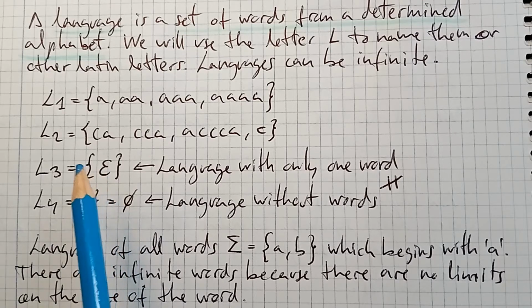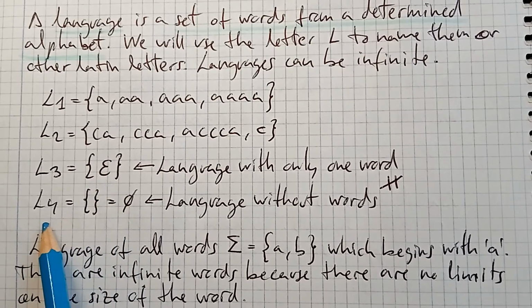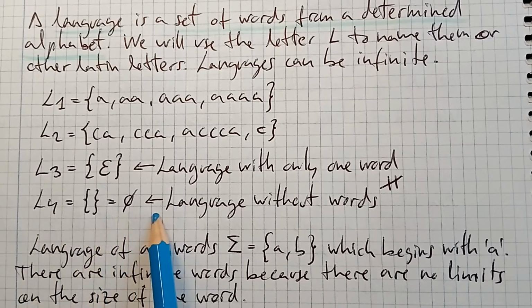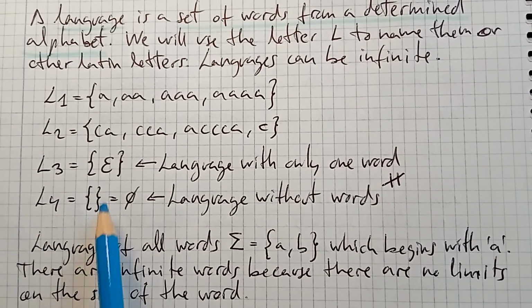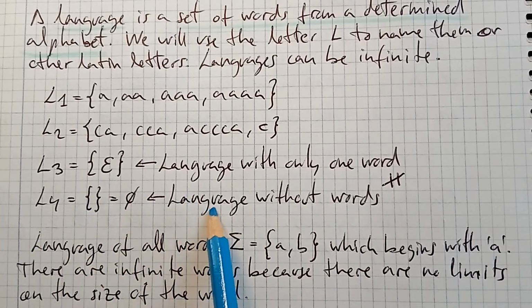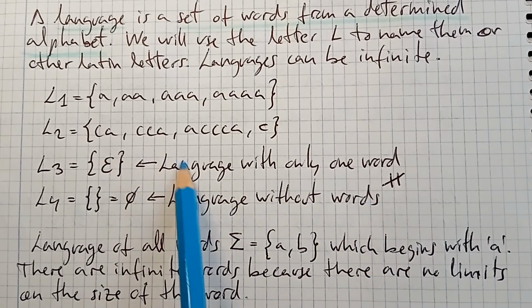But this is still a word. Here we can see that in this set there isn't anything. So this is a language without words, and those are not the same.